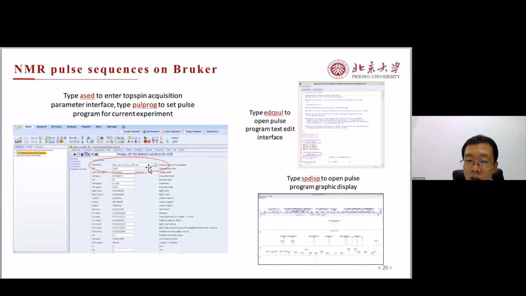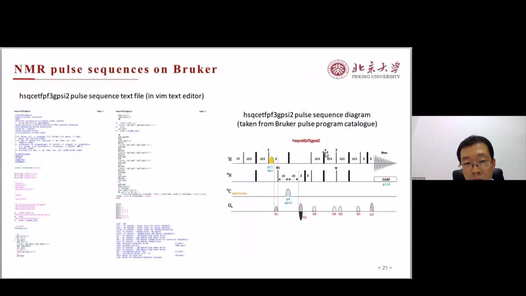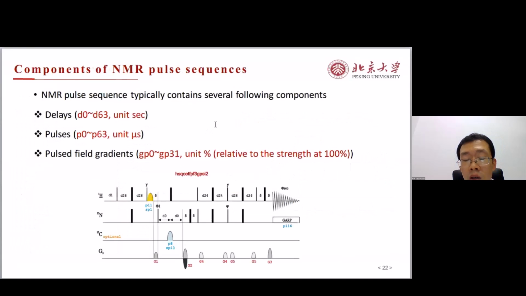If you want to look into some detail of how the pulse sequence works, there are two different ways. The EDC pulse command will open the text editing interface. Also, if you want to look at the graphic interface, you type SPDIS, then it will open the pulse program graphic display. Okay, so each pulse sequence contains several basic components, including delays, pulses, and pulse field gradients.